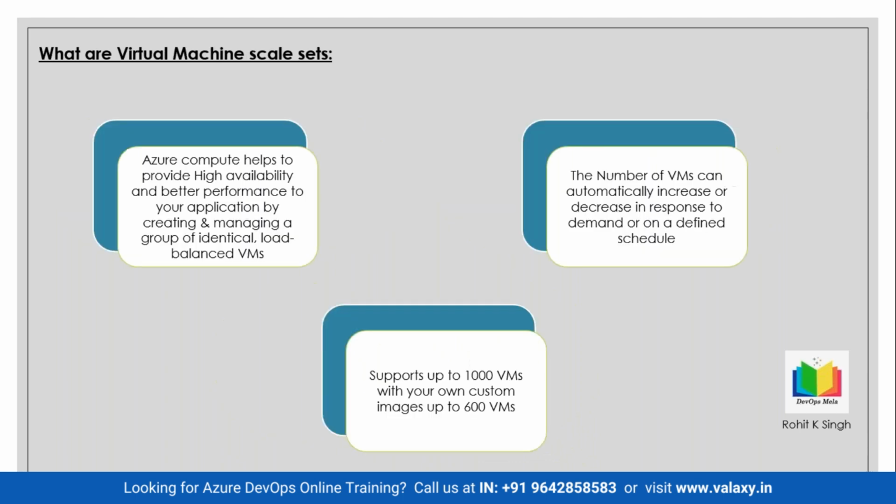Let's talk about that. Basically, a virtual machine scale set lets you create and manage a group of load balanced VMs. In order to load balance, we were creating a load balancer, and inside the load balancer we were having our VMs getting created. That was only a typical load balancer thing. What additional this VM scale set does is it will help you automatically increase or decrease the number of VMs based on demand.